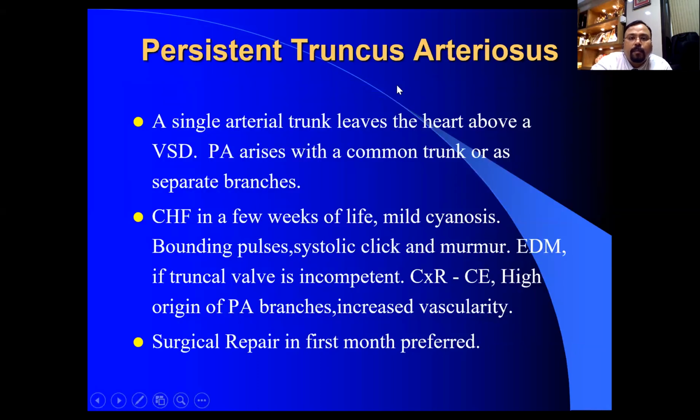Now we'll discuss persistent truncus arteriosus. Saturation will be mild in this case. A single arterial trunk leaves the heart above the VSD, and the pulmonary artery will arise from that common trunk in case of type 1. Sometimes it arises from the descending thoracic aorta. Sometimes there will be two separate pulmonary arteries. There won't be any confluence between right and left pulmonary arteries. So truncus arteriosus can be divided into 3 types depending on the origin of the pulmonary artery.